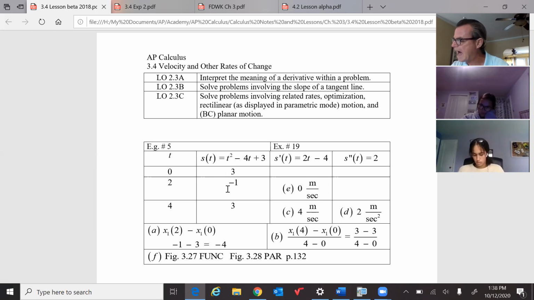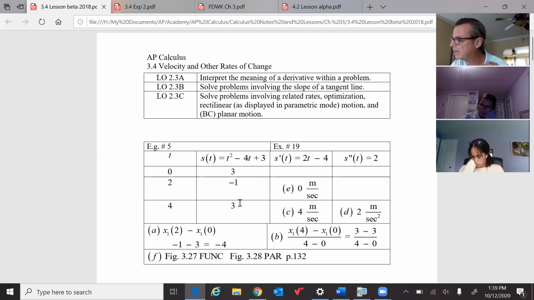B, what is the average velocity of the particle in the first 4 seconds? I want the average change, not the instantaneous change. So I do the difference of the y's, or in this case, the difference of the s's, over the difference of the t's. The numerator is 0. There was no change. Over the first 4 seconds, it was back where it started.